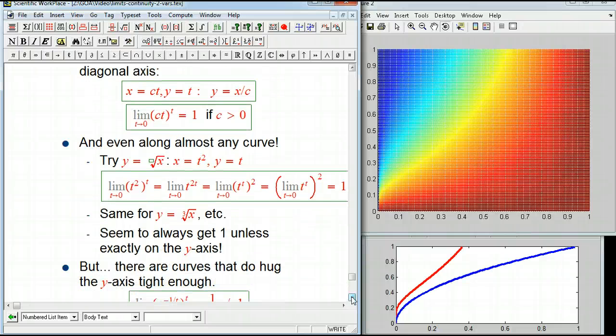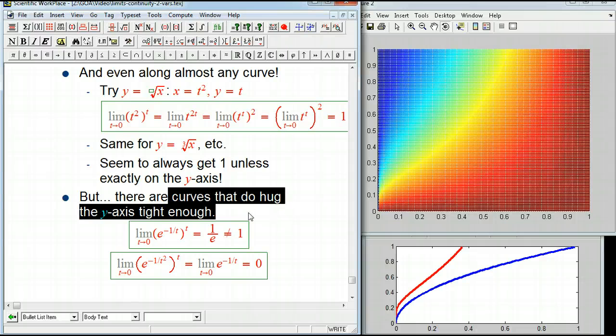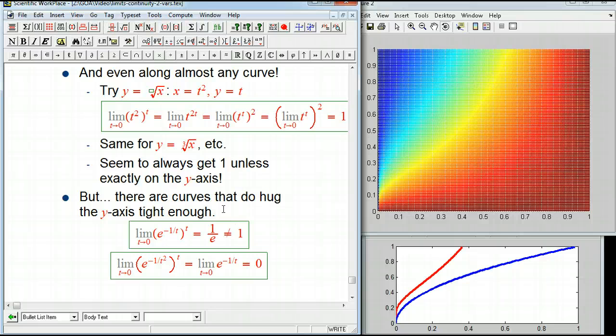Now, I haven't shown you that there's no way to hug the y-axis besides the y-axis itself. We know that if you come in straight along the y-axis with x set equal to 0, the limit's going to be 0. And that's certainly an issue. And in fact, if you're clever enough and extreme enough, you can get a curve that hugs the y-axis tight enough.